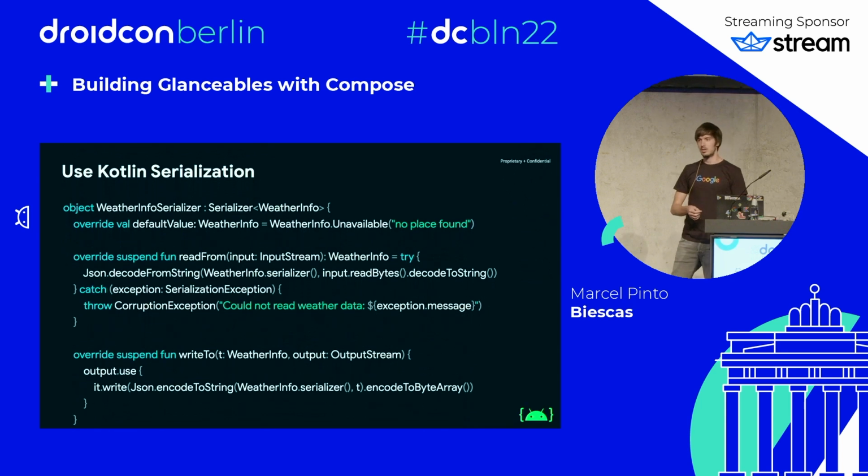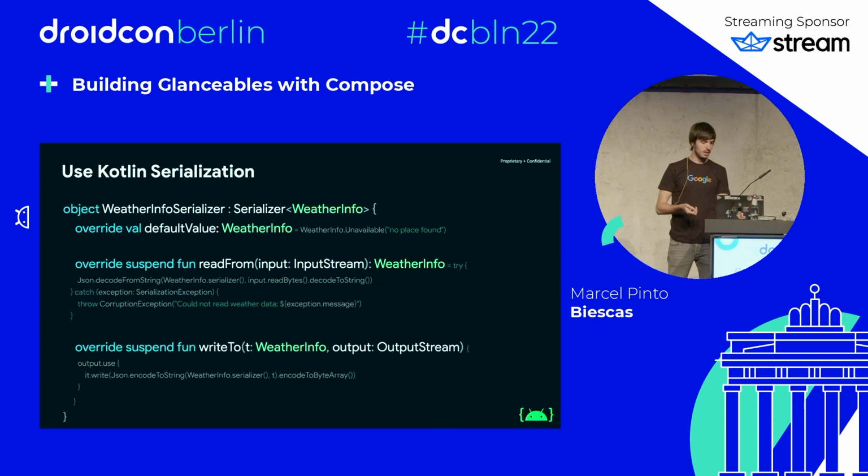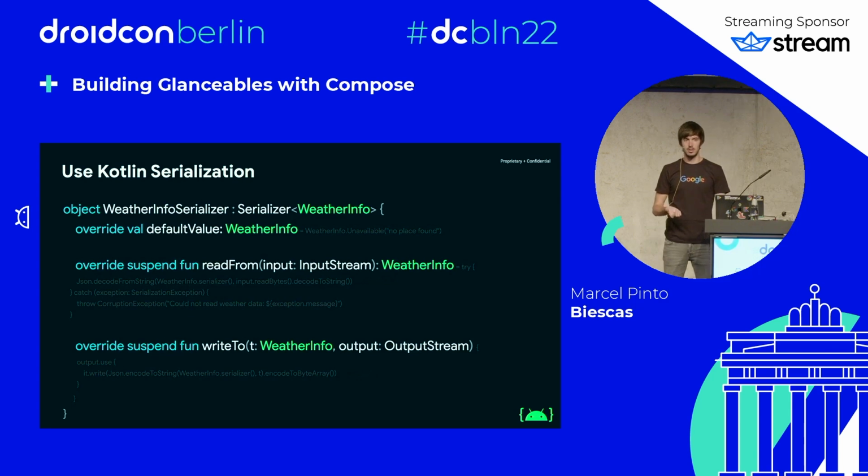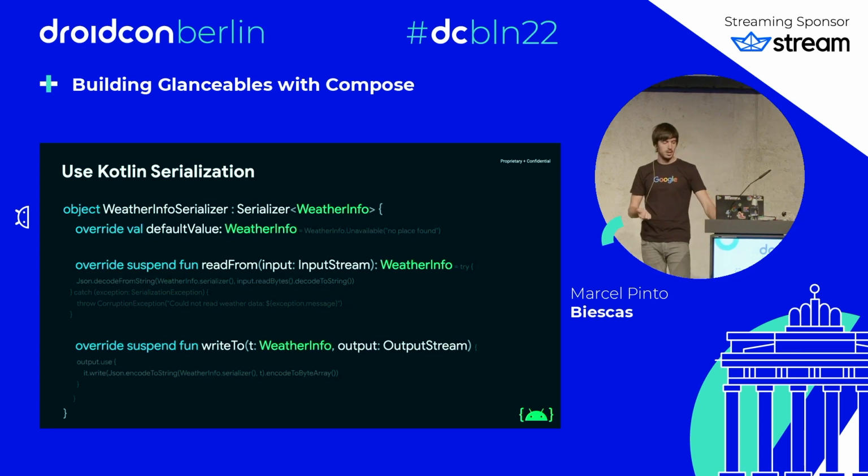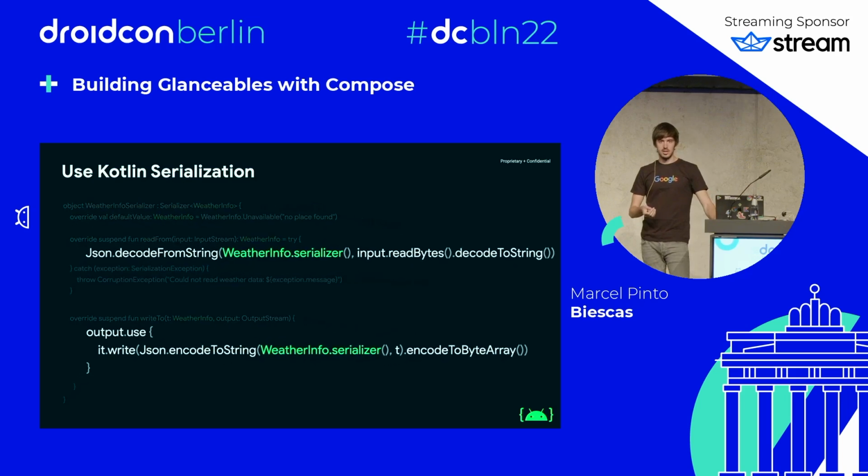This API is part of the data store, and in short, it basically requires you to provide a default value to be used whenever there is no data, and you need to tell it how to read and write into the stream. This is where we actually use the Kotlin serialization, where you can mark your class as serializable, and then use the serializer method to write this into, for example, a JSON string, or read from a JSON string.